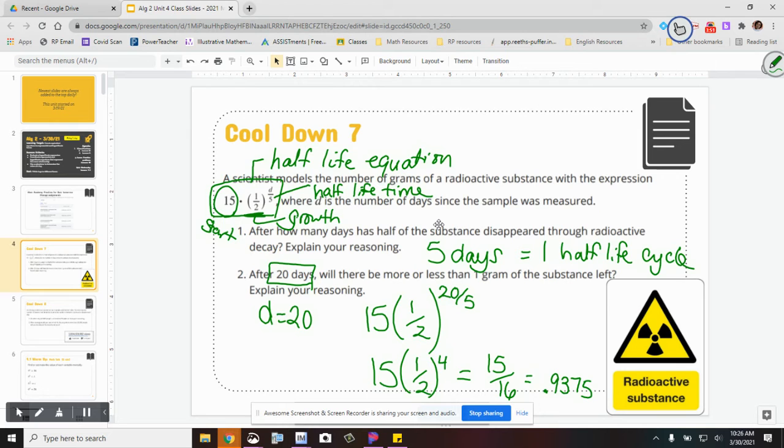So using either the fractional or the decimal, we can tell that we are less than 1 gram. It is not a full gram. It is less than. So we can explain our reasoning by showing our work and saying that it's less than 1 gram.